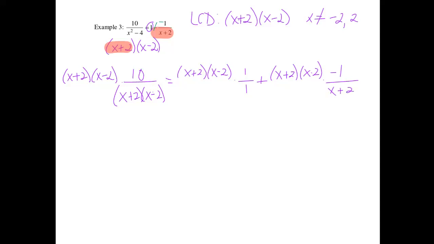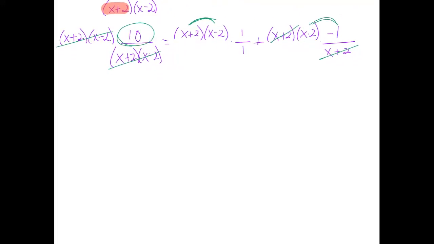All right. Again, we're looking for lots to cancel here. On the left, x plus 2 and x minus 2 are in the top and the bottom. They cancel out. So literally, we just have this 10 left over here. In the second fraction, we have x plus 2 times x minus 2 all times 1. So really, we just got to FOIL or box that. And then the last one, we have x plus 2 top and bottom, so they cancel. We just need to distribute the negative 1 in here. So let's move that up a little bit.